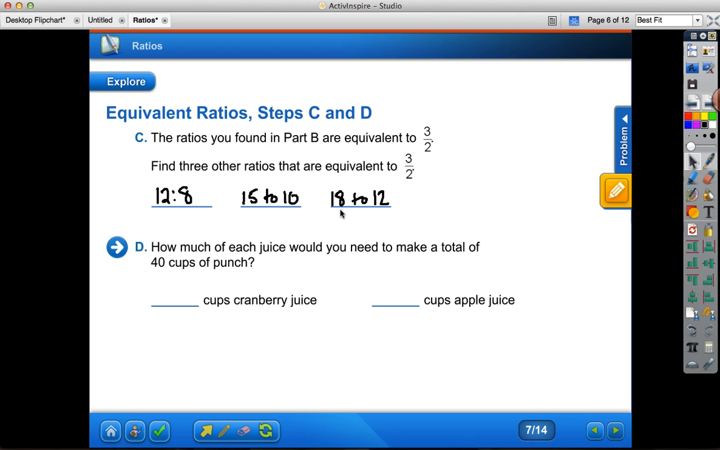Then if I do 18 cups of cranberry juice to 12 cups of apple juice, I know that that gives me 40 total cups of juice. So I know that I can use 18 cups of cranberry juice and 12 cups of apple juice. It's going to keep my recipe tasting the same, but it's also going to give me the 40 cups of punch that I need.